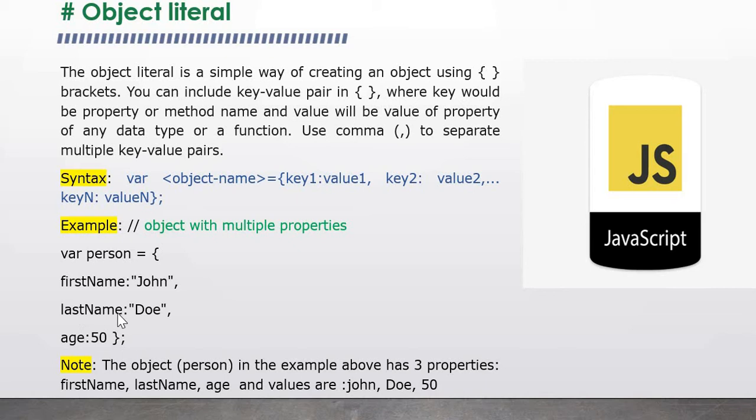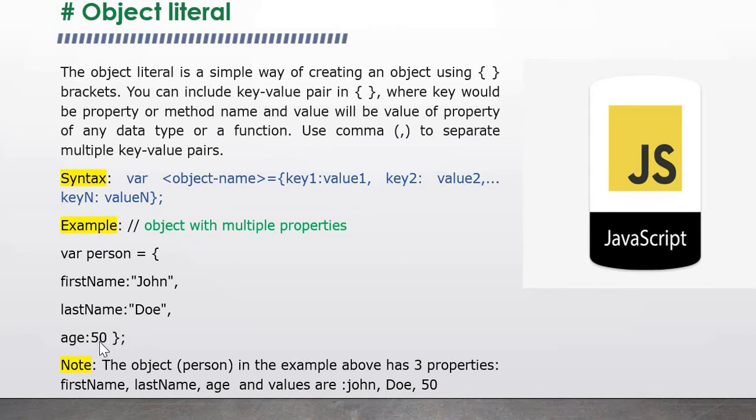And then the last name, it's another key, the second key, and the value is Doe. And the age, this is the third key, age is 50. So you can see there are three property keys we used over here, separated by commas, and two of them have values that are strings, and another one is an integer.